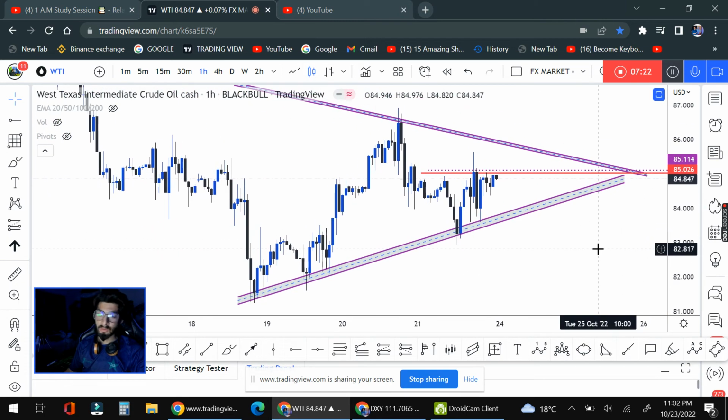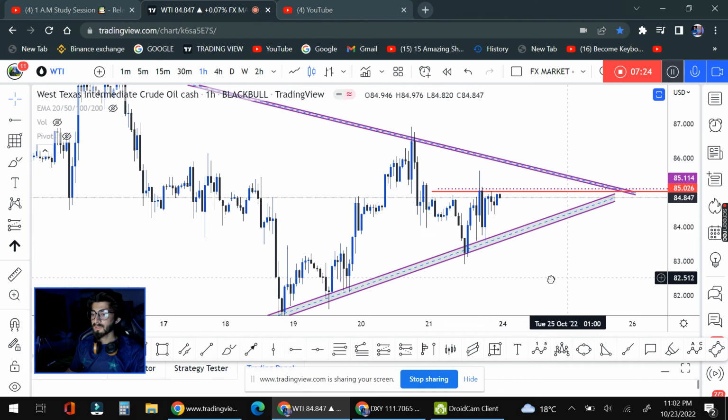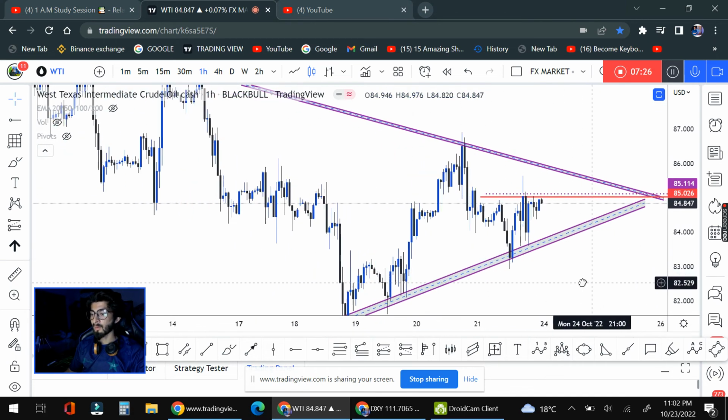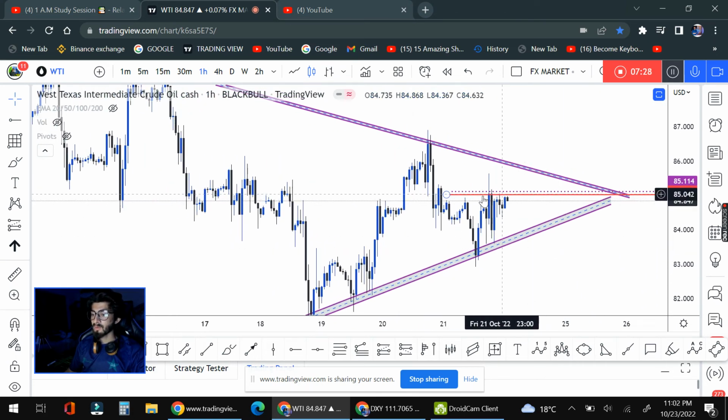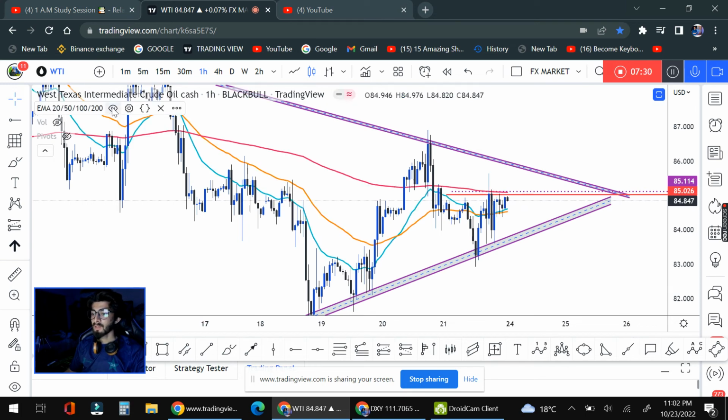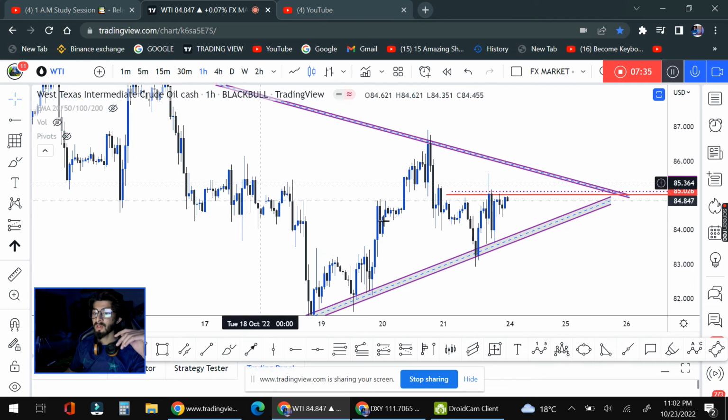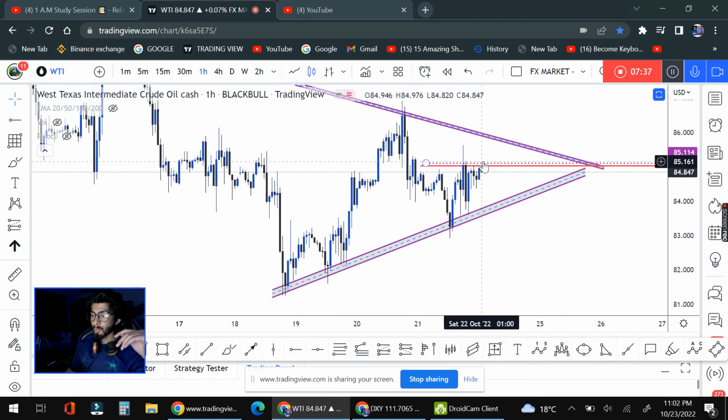All right, so our last and next signal and setup is in crude oil. In the crude oil you can see that price was rejected from this area, and we have a clear 200 moving average and price taking resistance from the area. So if price breaks this area, we have a scalp trade for this trend line.